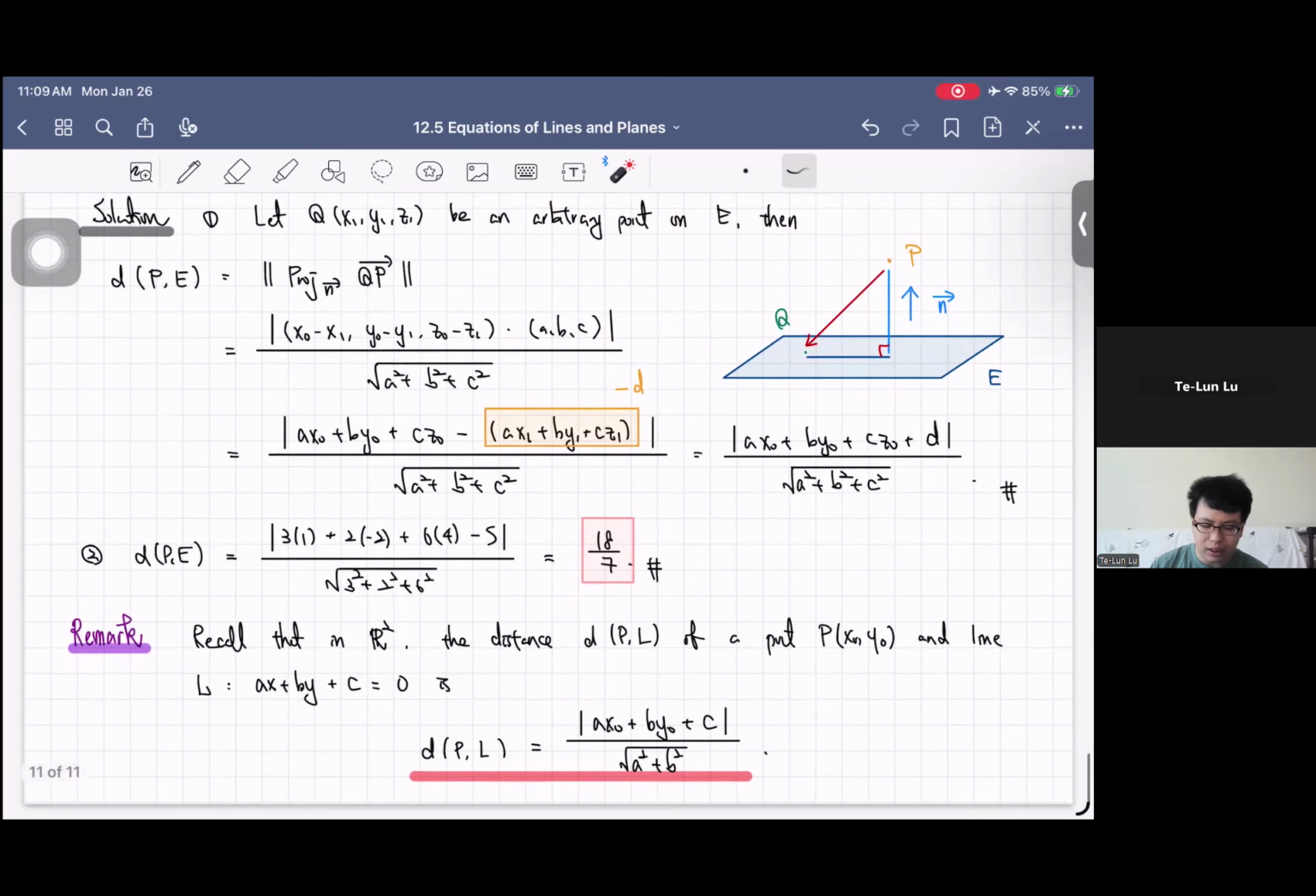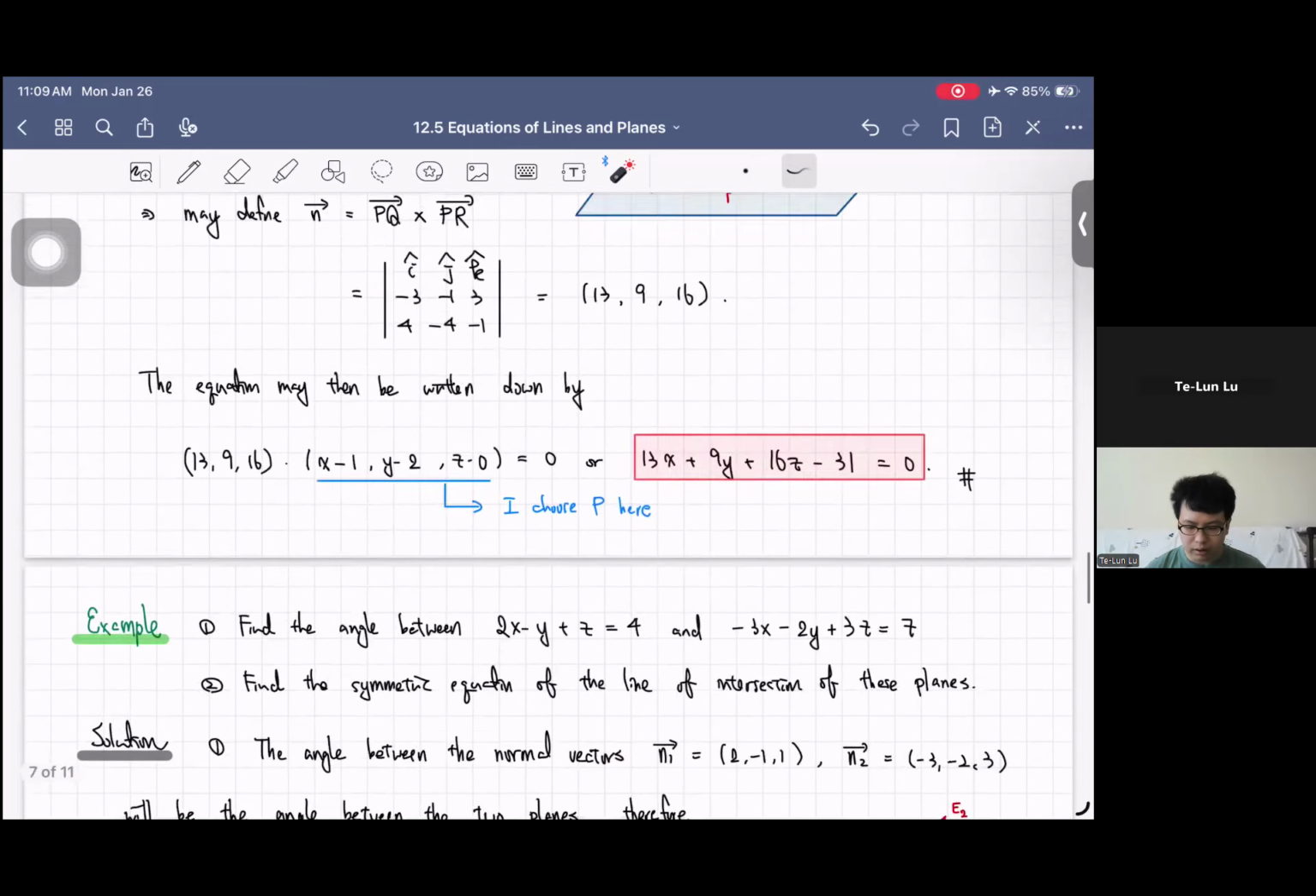And we just want to recall that we have a similar formula. The distance between a point and a line inside R2 is given by a x0 plus b y0 plus c, divided by the square root of a squared plus b squared, the magnitude of the corresponding normal vector.